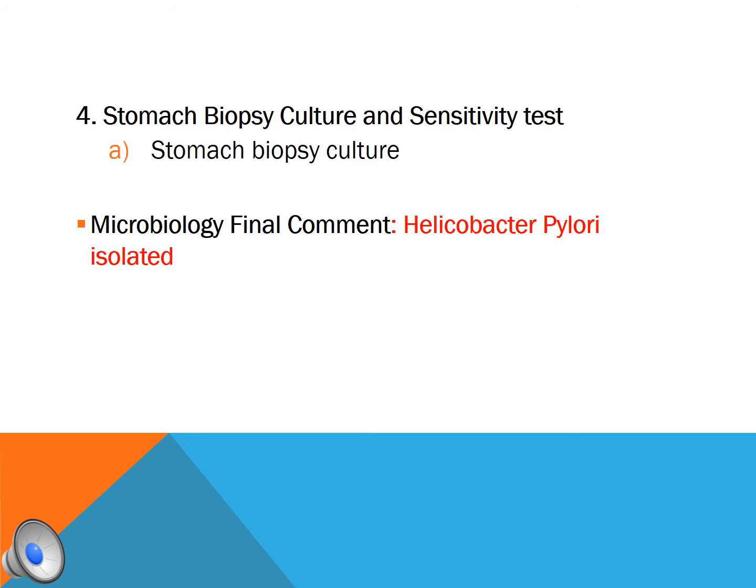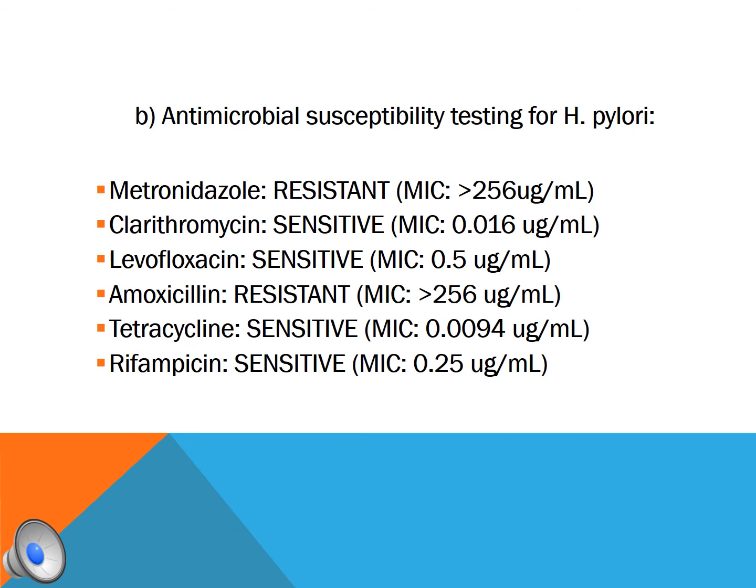Stomach biopsy culture and sensitivity test is also done in Pantai Hospital, Kuala Lumpur. A small amount of stomach biopsy will be taken from the patient and sent to the laboratory for culture, and the final result is Helicobacter pylori will be isolated. And as you can see in here, this is antimicrobial susceptibility testing for H. pylori from the biopsy taken from the patient. As you can see, some of them are resistant and some of them are sensitive towards the antibiotics.